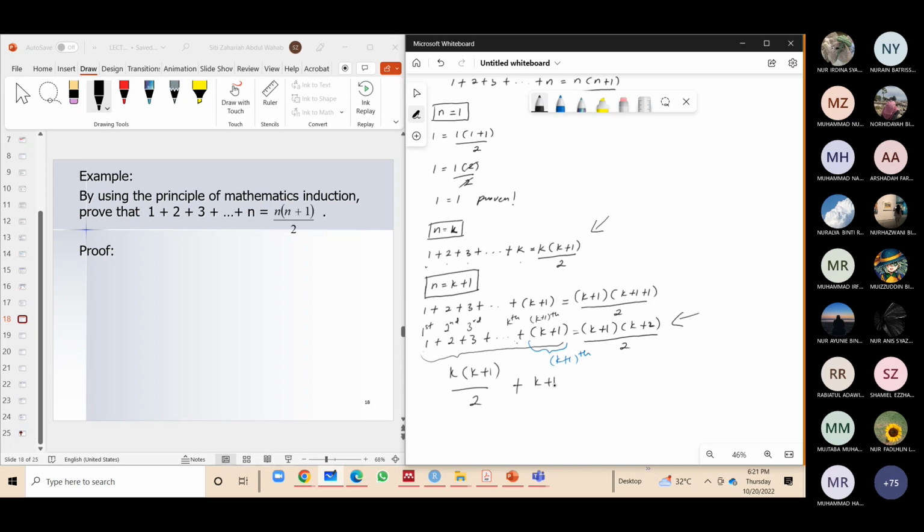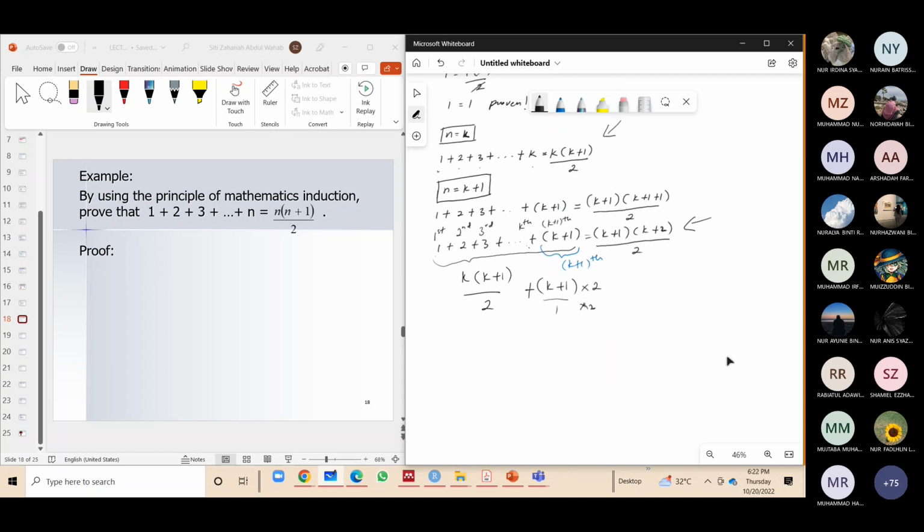So plus k plus 1. Put the bracket. Okay, now we have to solve this part, these two. This is over 1, right? So to the fraction number, you have to make the denominator same, right? Same denominator, then you can solve. So here multiply by 2, here multiply by 2. So it will be k plus 1 plus 2 times k plus 1 over 2. Okay, until this line, can you understand?